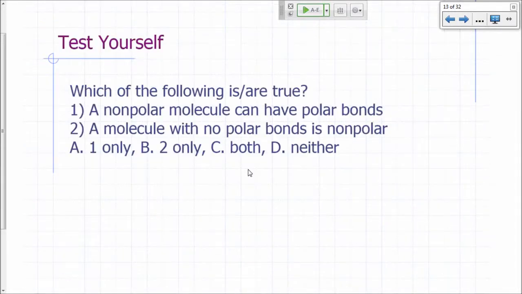Okay, how about this one? Which of the following is or are true? Number one, a non-polar molecule can have polar bonds. Number two, a molecule with no polar bonds is nonpolar. Is it one only, two only, both, or neither?